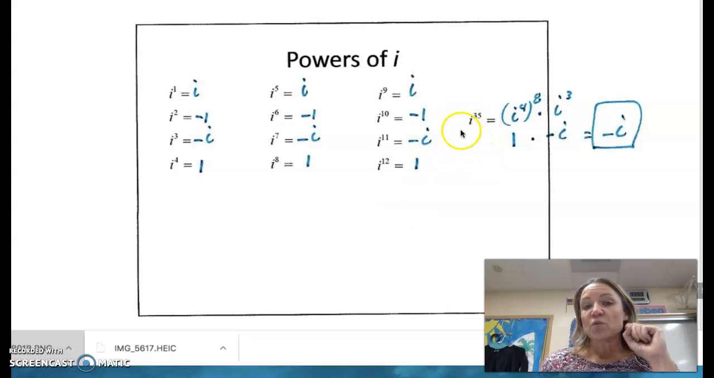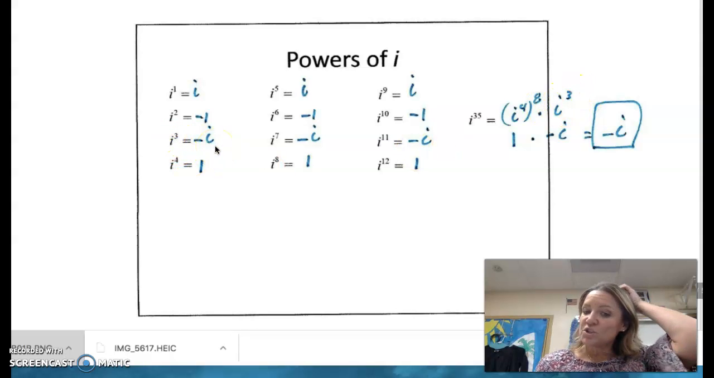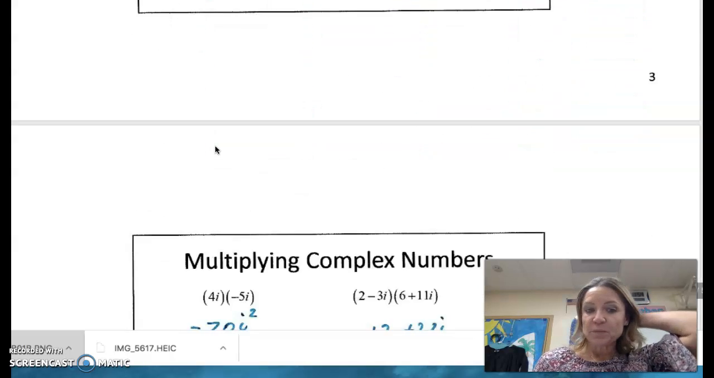So essentially, if you have i to the 35th power, that's like i to the fourth. Any exponent that is a multiple of 4 gets you 1. 4 goes into 35 eight times, and then there are 3 more left over. So i to the third is negative i. So the answer is negative i. You're going to take the exponent, see how many times 4 can go into it, and then how many are left over. In this case, 3 were left over, which means i to the third, which is negative i.